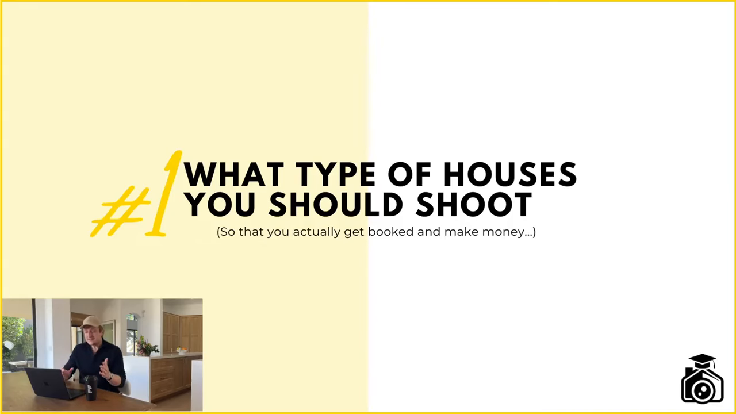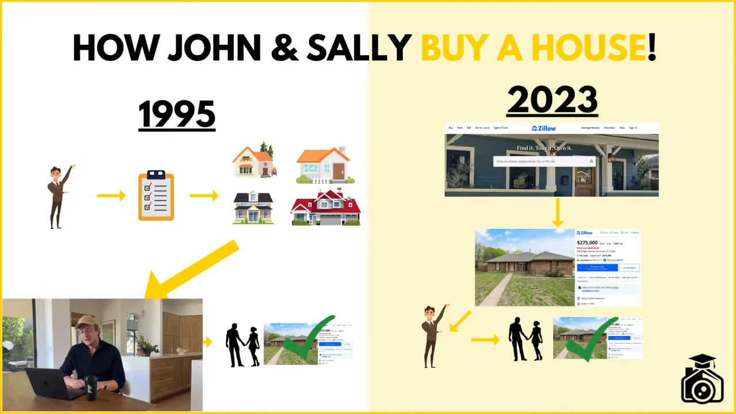So first things first, what type of houses should you shoot? There is a right and a wrong way to do this. The reason there's a right and a wrong way, and the reason this opportunity exists, is because the way real estate is sold has changed. In the 90s and before, even in the early 2000s, when someone wanted to buy a house, they would go first to find a real estate agent, as you can see here. They would tell that agent their ideal budget and what they want in a house. That agent would then look at books, lists of houses, and they'd tour a bunch of houses and find the house they wanted. It was this weird backwards process.